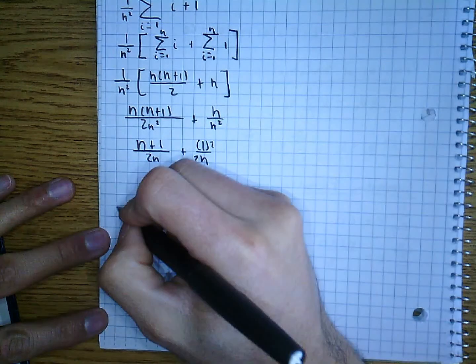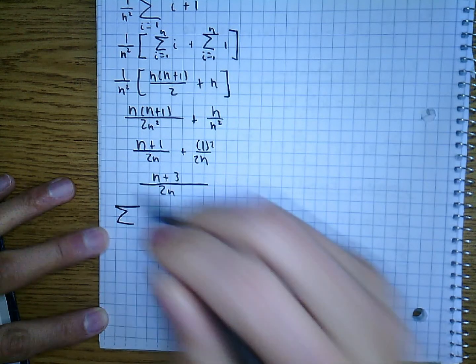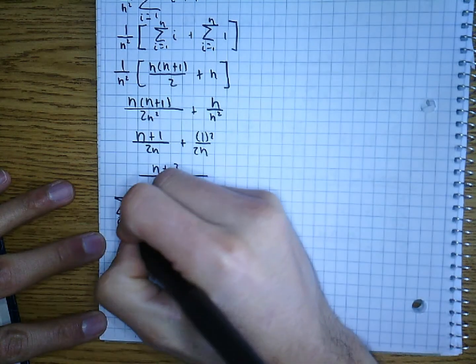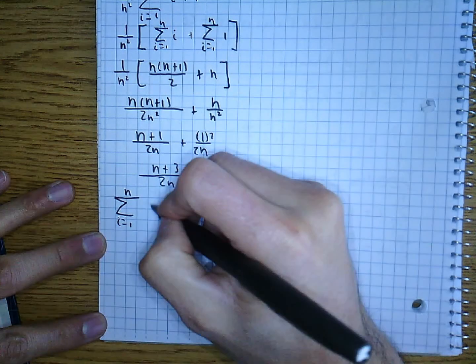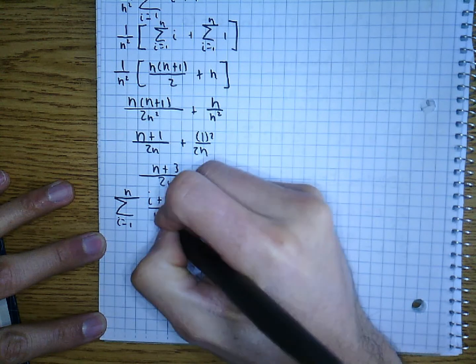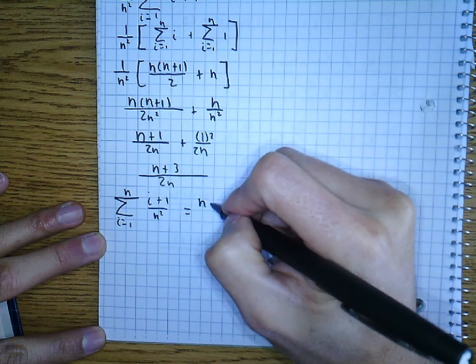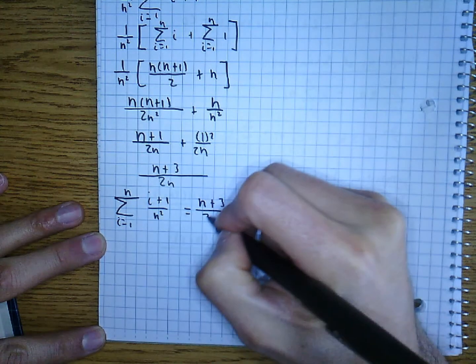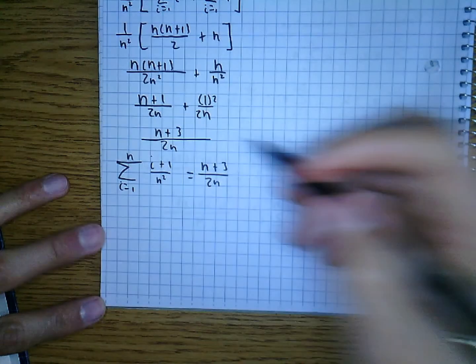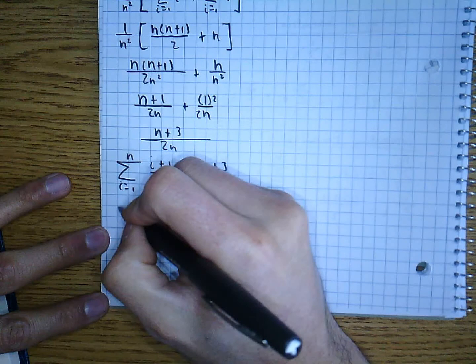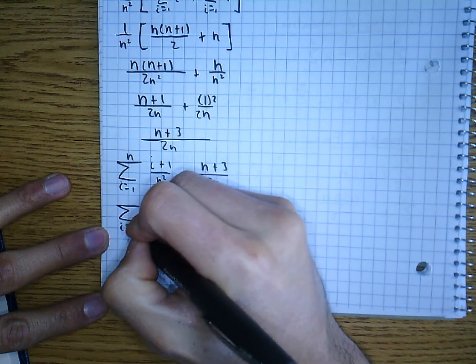So here's the beauty of this. We started with this series in which the index was 1 to n of i plus 1 over n squared. And we now know, by the use of summation formulas, that that is equal to n plus 3 over 2n. So now you can actually figure out the 3 summations that you were asked.